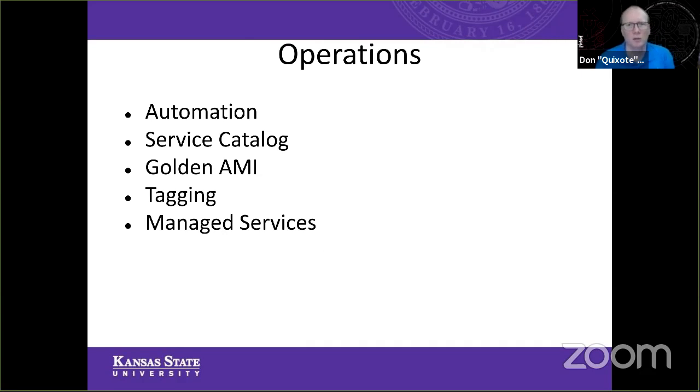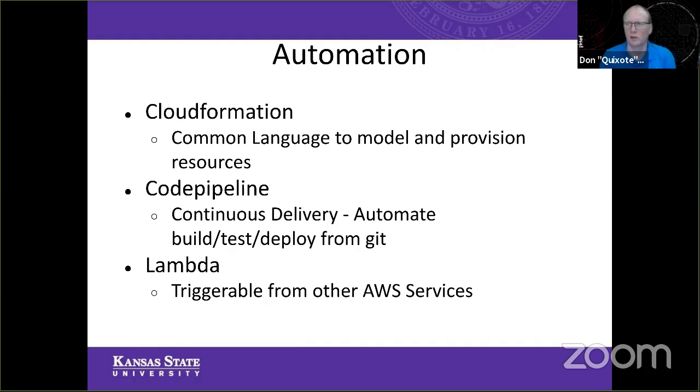Operations. We're going to talk about automation, Service Catalog, the golden AMI, tagging, and managed services. So with automation, CloudFormation is your major workhorse here. It provides a common language, models resources in Amazon. So when we execute a CloudFormation script, it can spin up EC2 instances, load balancers, networking, security groups. It can fire up RDS instances. It can do all of the different things we want to fire up, and then it creates these resources and puts them in your environment.